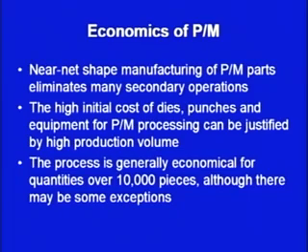The process is generally economical for quantities over 10,000 pieces, although there may be some exceptions. For certain parts, the powder metallurgy process may be economically viable at less than 10,000 pieces also. So, the break even may come earlier or later, but the general discussion is that if we are able to make 10,000 pieces, we can economically justify the use of the powder metallurgy process.